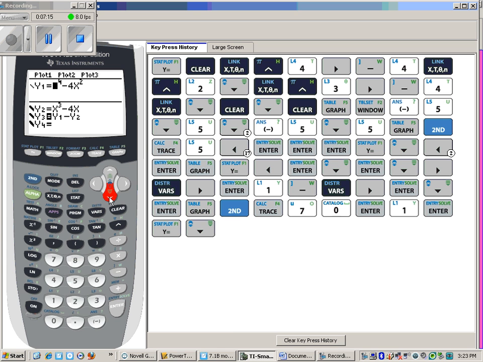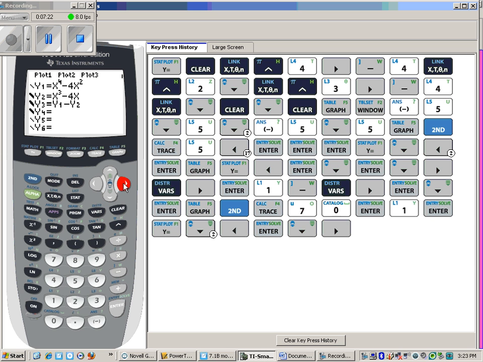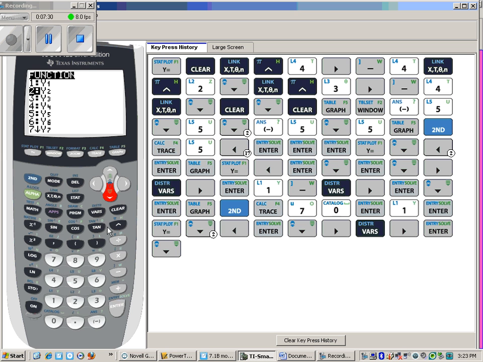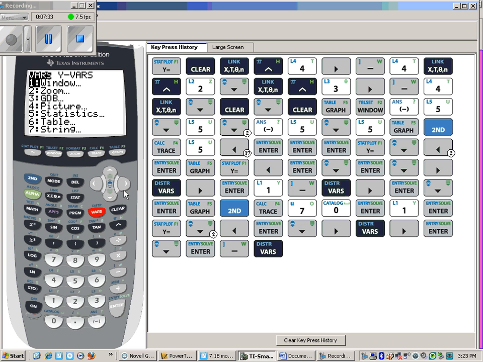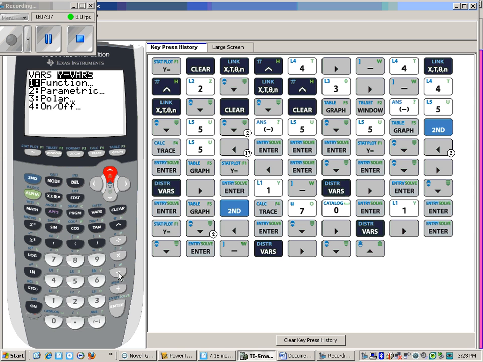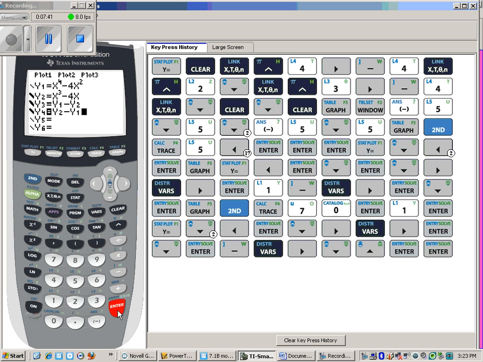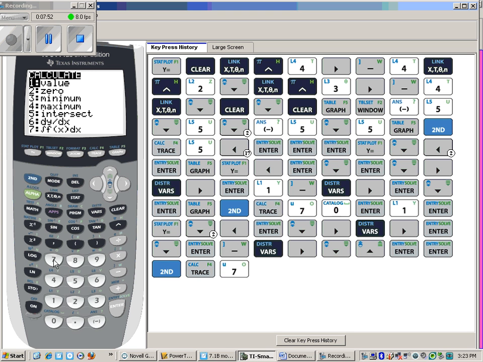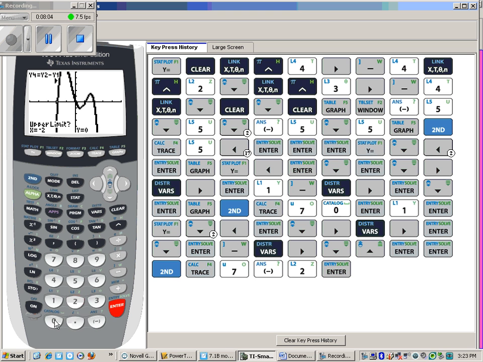So I'm going to go back into my y equals. I'm going to turn off my y3. I'm going to enter a y4 as y2 minus y1. So vars, y vars, but this time I want y2 minus my y1, which essentially is g of x minus f of x. And on that, I want to integrate from -2 to 0.